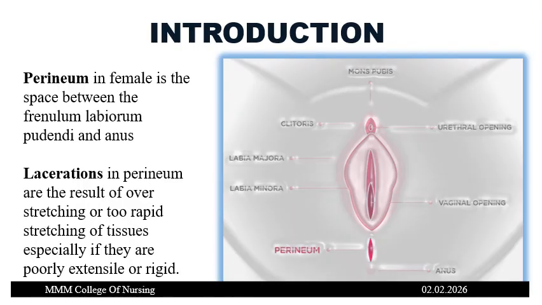Introduction: the perineum in a female is the space between the frenulum labiorum pudendii and the anus. Okay, it is the space between the vagina and the anus. So what is a laceration in the perineum? It is a result of overstretching or too rapid stretching of tissues, especially if they are poorly extensile or rigid.